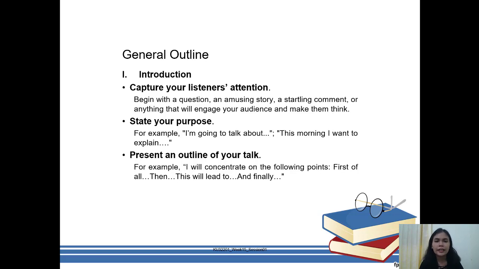And then after that, the next point in the introduction part is to state your purpose. So why you want to do this presentation. You say what this presentation is about: I want to explain about this, I want to talk about that. And then you also need to be able to present an outline for your talk, so the audience or the listeners will know what to expect from your presentation. So those are some things that you need to know in the introduction.